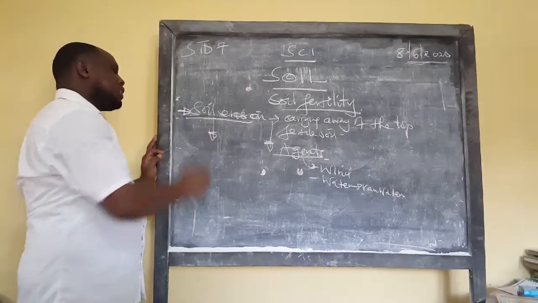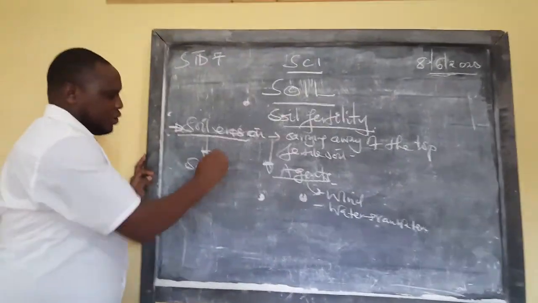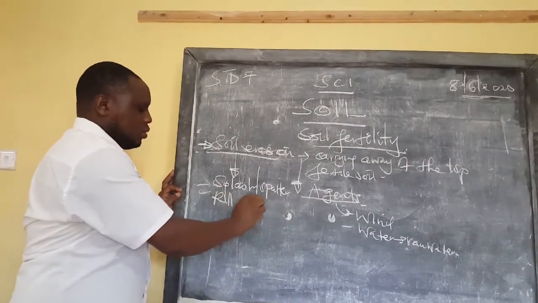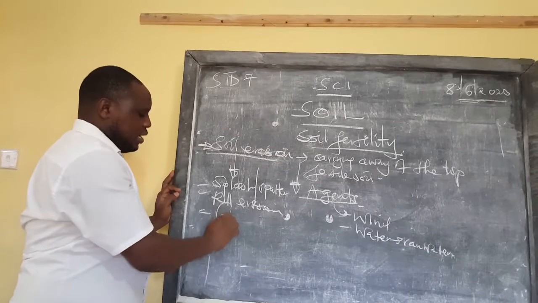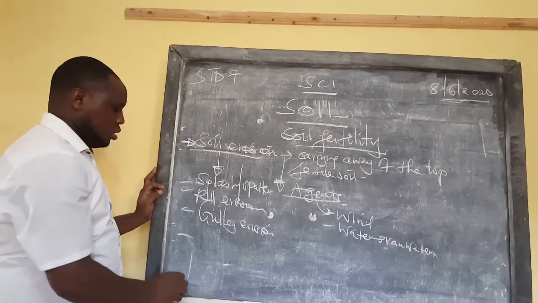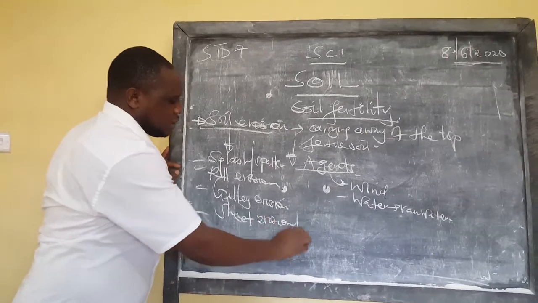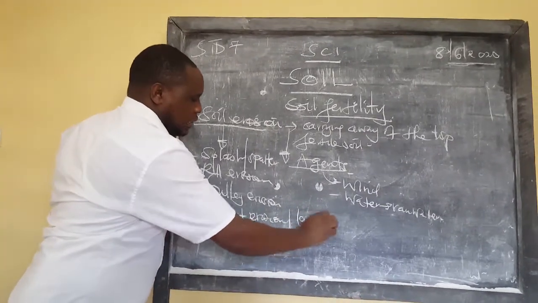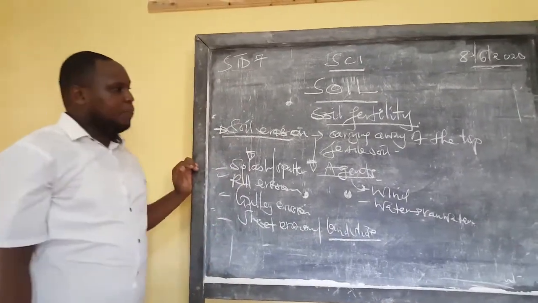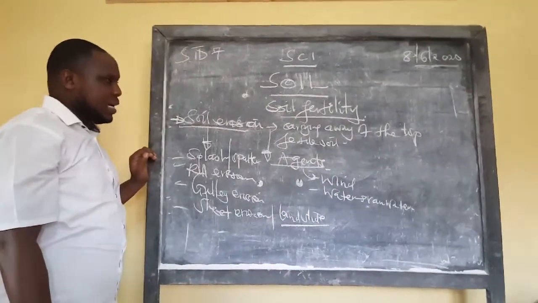Then we say we have 3 types, if not 4 types of soil erosion. We have what we call the splash type of erosion, also known as spatter. Then we have the rill erosion. Then we have gully erosion. And then we have what we call sheet erosion, which is sometimes referred to as the landslide types of erosion. So this is just to help you understand where we are coming from and where we are supposed to begin, so that we end up discussing this topic.